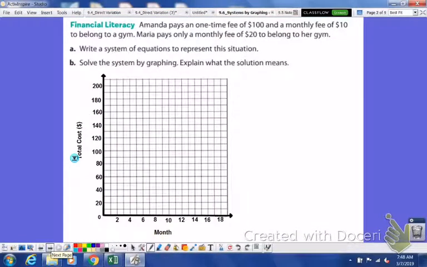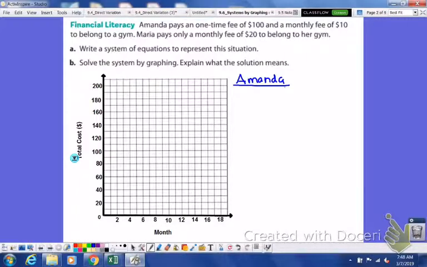Alright, so let's work with a word problem. Amanda pays a one-time fee of $100 and a monthly fee of $10 to belong to a gym. Maria pays only a monthly fee of $20 to belong to the gym. Okay, so part A, we want to write a system of equations to represent the situation. A system of equations, if you didn't know, is when we just have more than one equation. This year we work with 2, sorry.